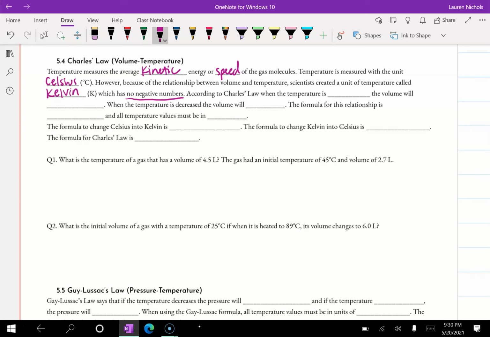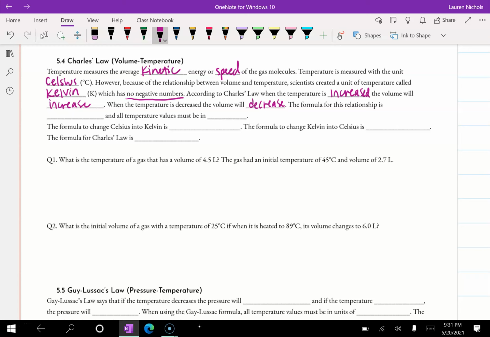So according to Charles' law, when the temperature is increased, then the volume will also increase. And when the temperature is decreased, the volume will also decrease. Think about it this way. If the molecules are moving really fast, then they hit the balloon with a larger force, so it expands the balloon, the volume increases.